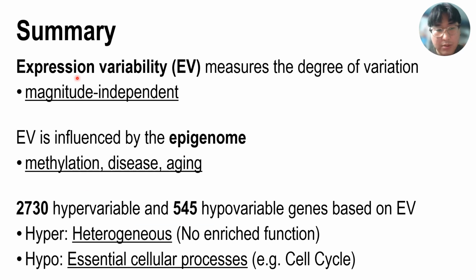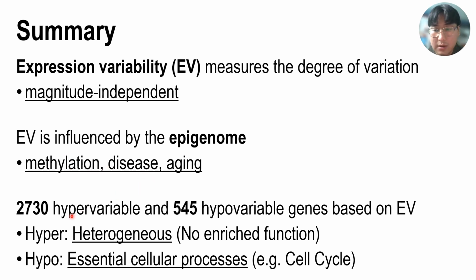This is a summary. Expression variability, otherwise called EV, is a metric which measures the degree of variation of gene expression, and it is magnitude independent. I'm going to be explaining this in more detail in the later slides. EV is influenced by the epigenome, and it has been repeatedly reported to be associated with methylation, disease and aging, so it is important.